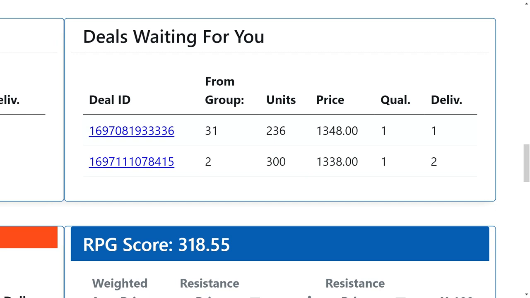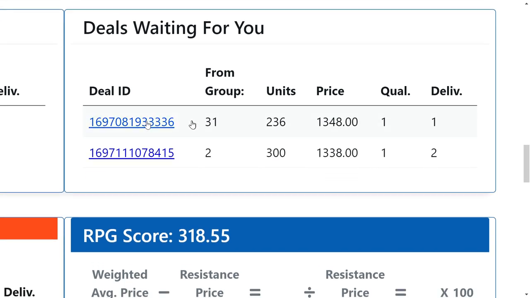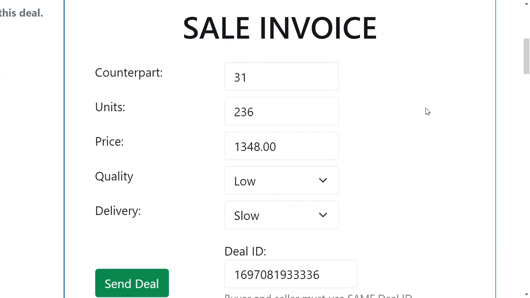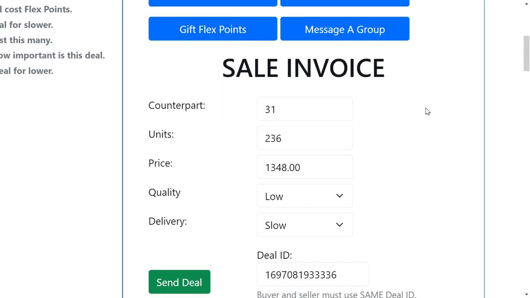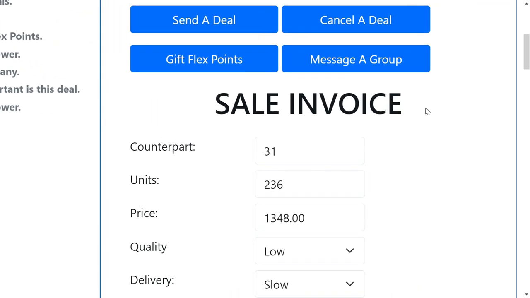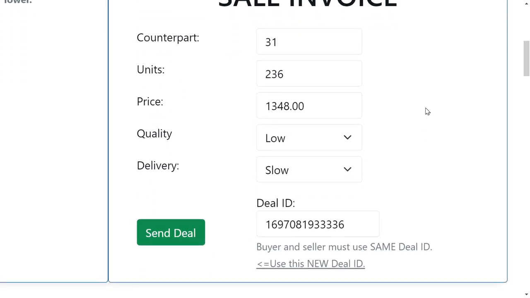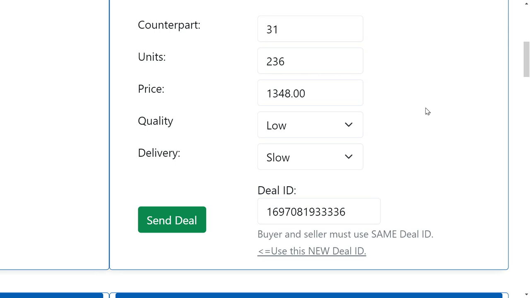Let's go ahead and finish making a deal right here. What do we do when we're going to complete a deal? Well, we have a deal waiting, so we can go ahead and touch that, click it, press it, activate it, and it will automatically jump up to the top of the app and create a sales invoice for us. You can see this sales invoice already includes all the important information. For example, we already have the deal ID, which is the most important.